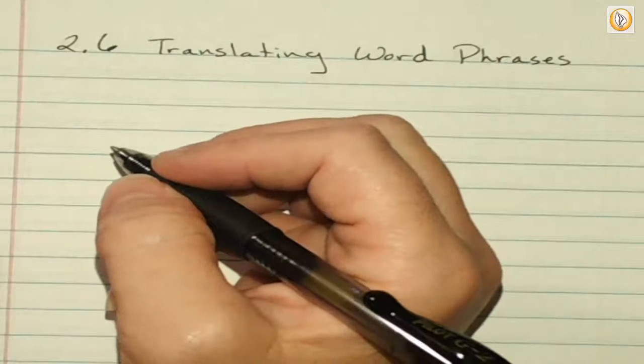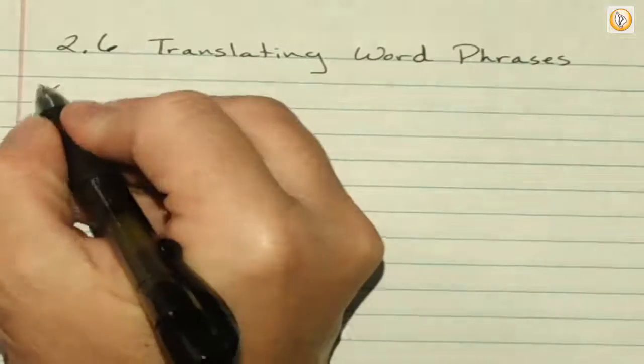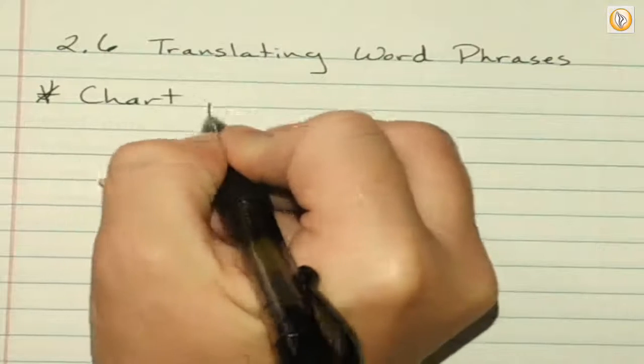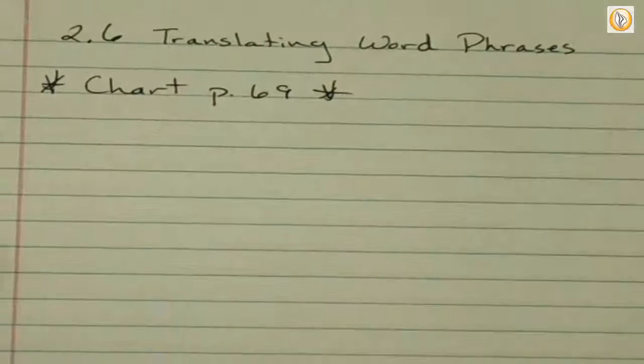All right, Kelly. What page is it up here? Look for 2.6, but I am going to start with, if you will look at the chart on page 69. So open your books to page 69. We're translating word phrases. So look at page 69. I just opened Flip. Okay.